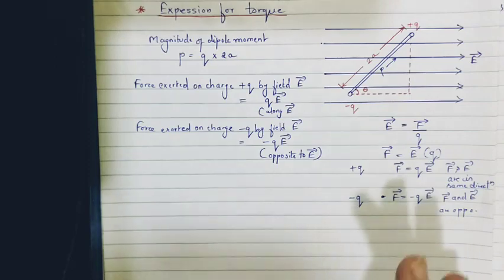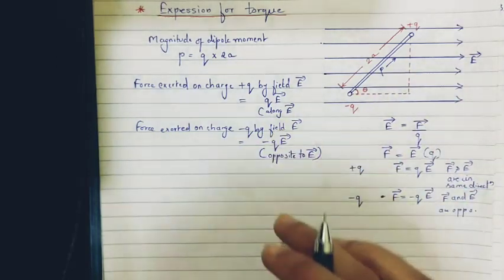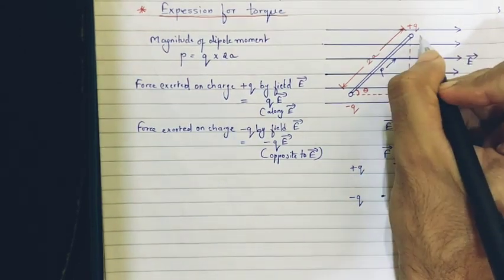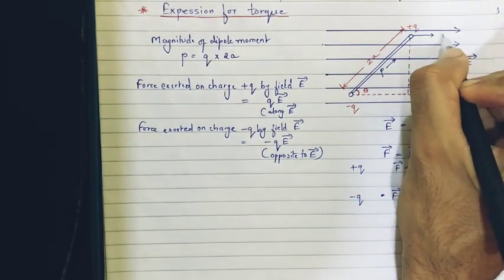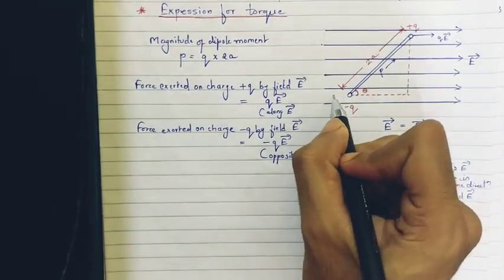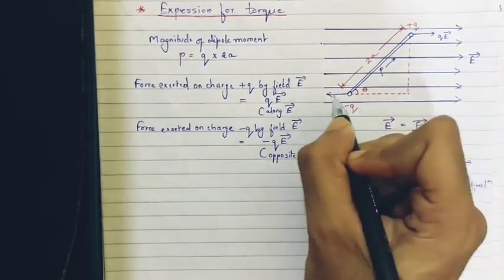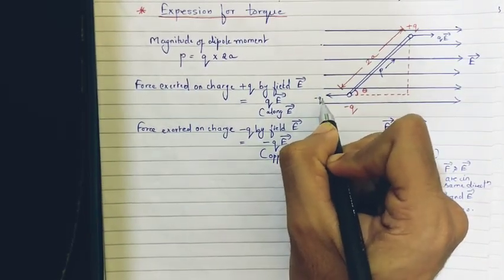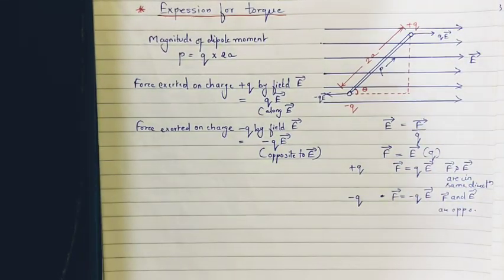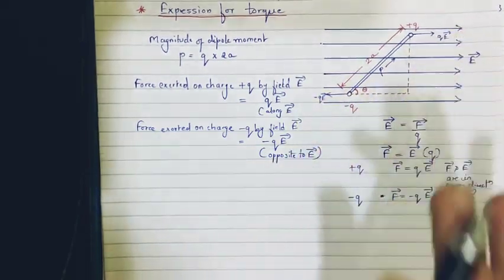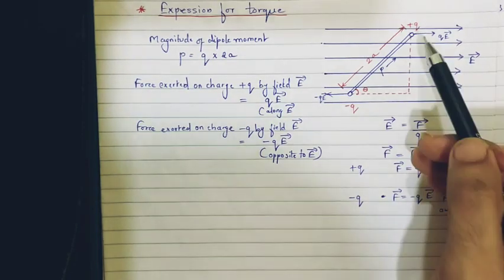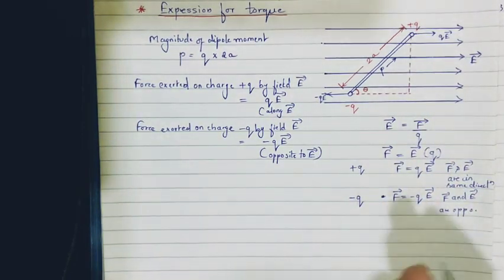So let us mark the two forces in the figure. If you see this figure here, the force on plus Q is going to be in the direction of E. The magnitude is Q into E, that is positive. And the force on the negative charge is going to be opposite, so it's going to be minus Q into E, which is a vector. So these are the two forces. If we see these two forces, the magnitude is the same, but the direction is different, right? They are opposite. So what will be the net force acting on this dipole?